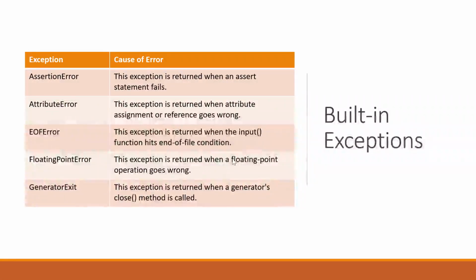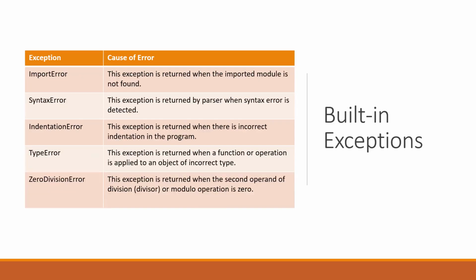So now following are some of the most common built-in exceptions in Python. Now very first is this assertion error exception. So the Python interpreter returns this exception when an assert statement fails. Now after this there is the attribute error exception. Now this exception is returned when the attribute assignment or reference goes wrong. Now there are more than 25 built-in exceptions available in Python. You can read about all of them from the PDF available with this video. Now to understand these built-in exceptions, we will discuss a few examples.